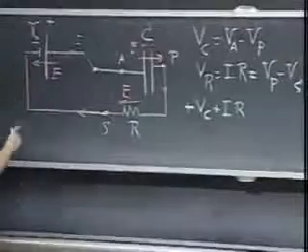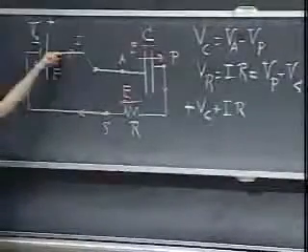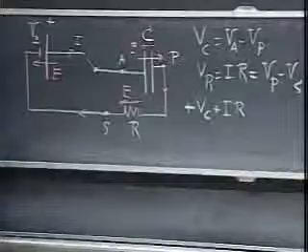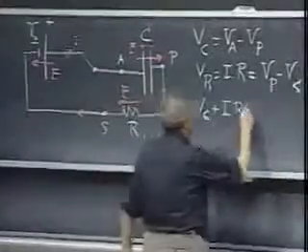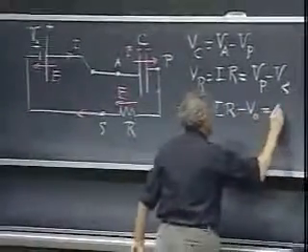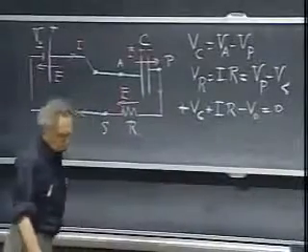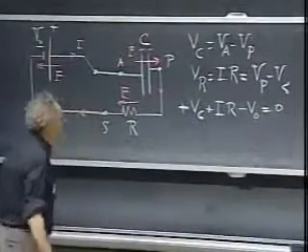Then I come through the battery. Now the electric field is opposing the direction in which I go. So I get minus V0. And that is 0. So that's my differential equation.